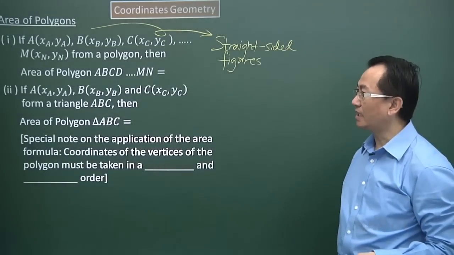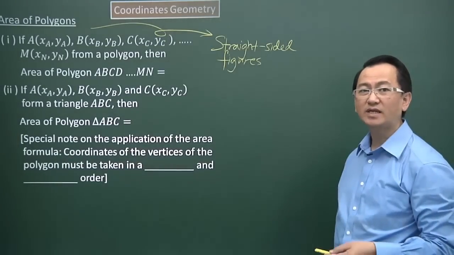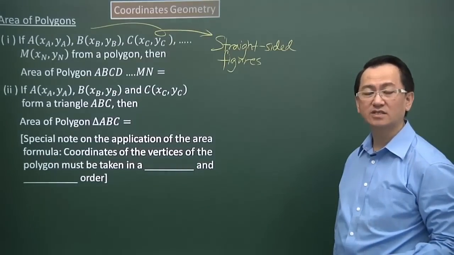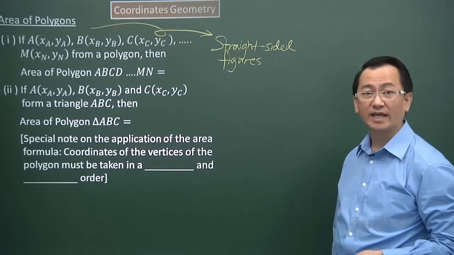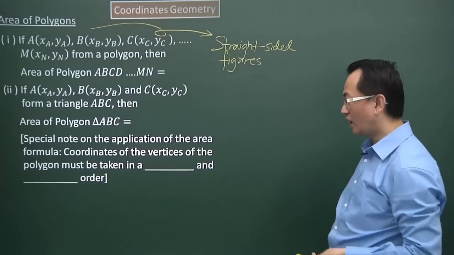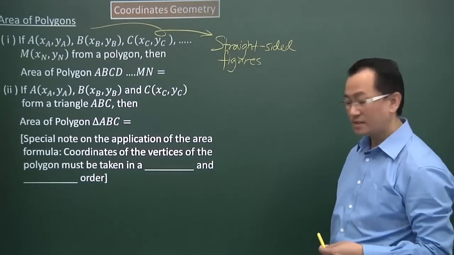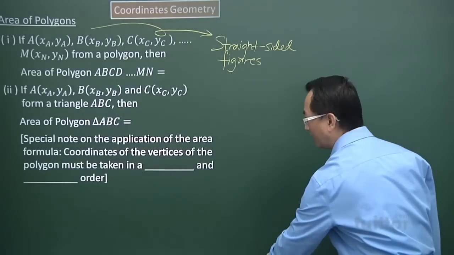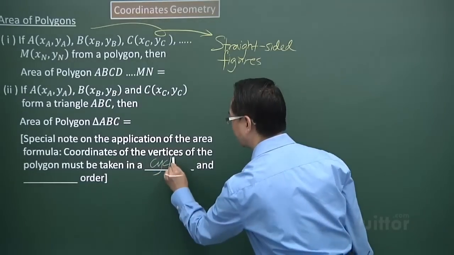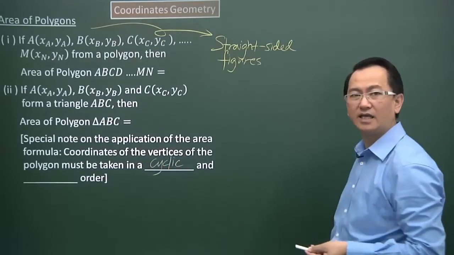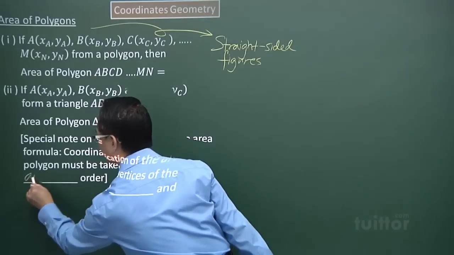So basically, this formula is so versatile, and no matter how many points or vertices of that straight-sided figure you have, we can just work out the area. But a word of caution, the way we take the points must be in a cyclic manner, and it must be anti-clockwise.